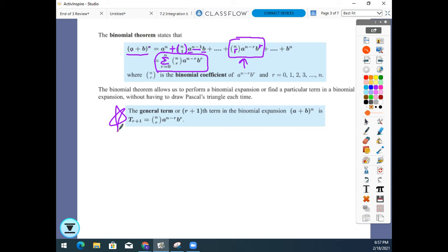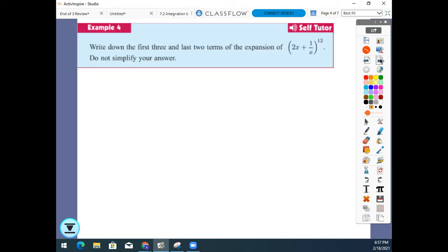So this is just an alternate way we can either use Pascal's triangle or we can use the binomial theorem. So this says write down the first 3 and last 2 of this expansion. Do not simplify. So we just have to get them set up. All right. What's the very first one?